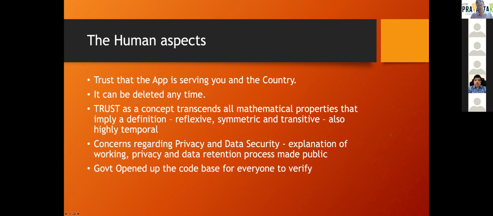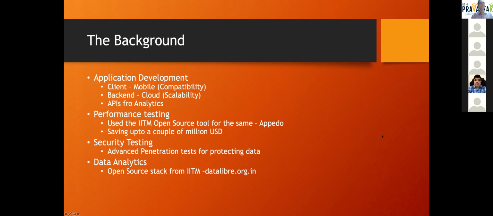So to complete the story, the background here is there is an application development that is needed, where the client mobile means compatibility of 100 varieties of mobile phone, each working with some version of Android, some version of iOS. Then there's a backend which has a cloud, and that needs to scale. And then there are APIs which are needed for analytics. Then performance testing. So IIT Madras actually used the IITM open source tool for the same. There's a tool called Apido, which IIT Madras did.